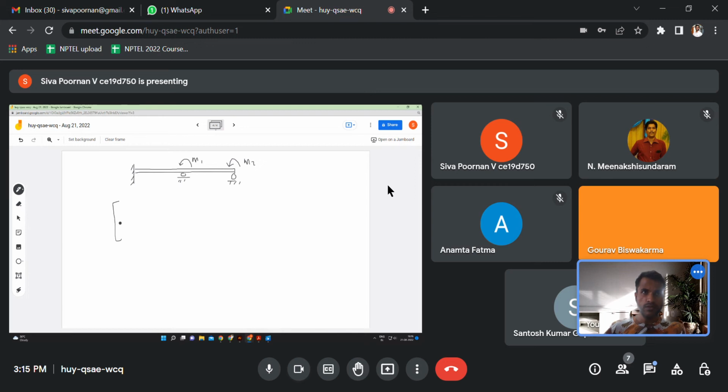Now I want to find out the total energy stored in the system due to the application of these two moments. How do I find out? So I know that m1 and m2 are related to theta 1 and theta 2 through a 2 by 2 stiffness matrix, right? So what is the total energy stored in the system?